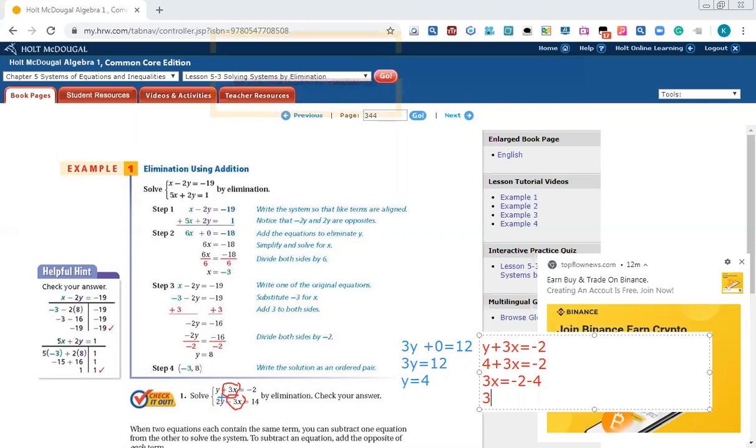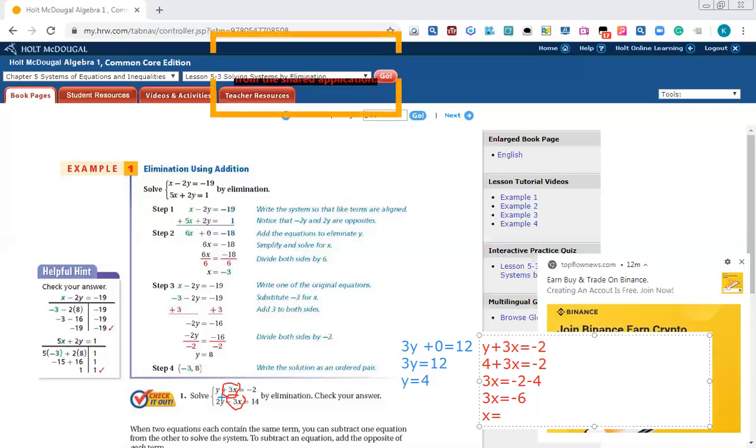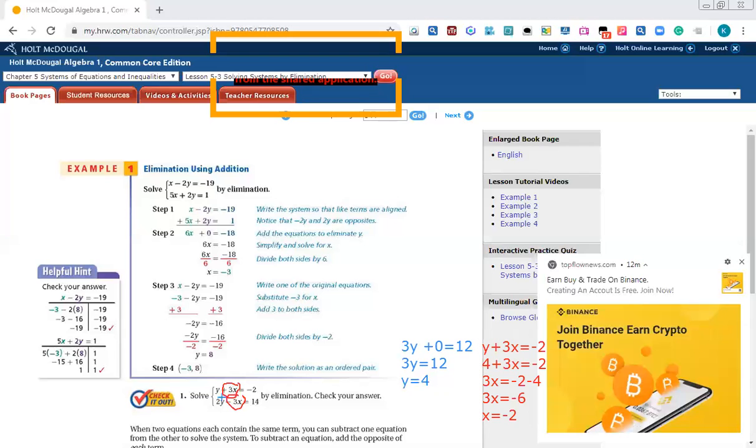So 3x equals minus 2 minus 4, minus 6. Divide by 3, divide by 3. So x equals minus 2. So what is the answer? Let's write the answer here. What is the answer? Open bracket, minus 2, 4.